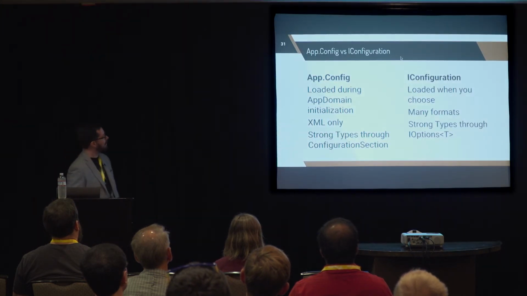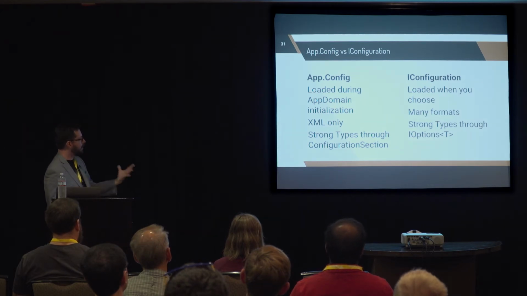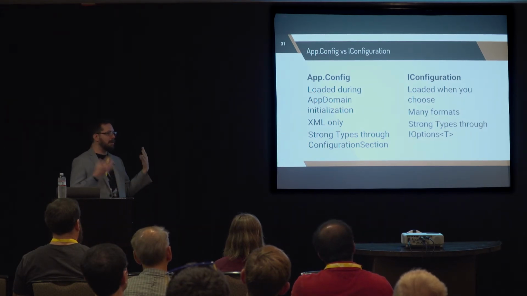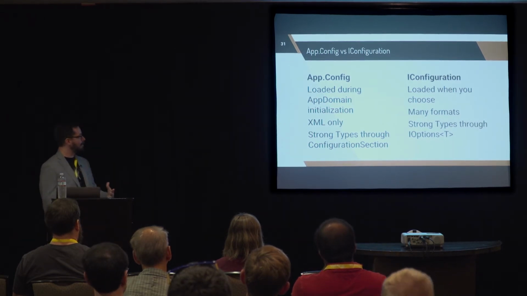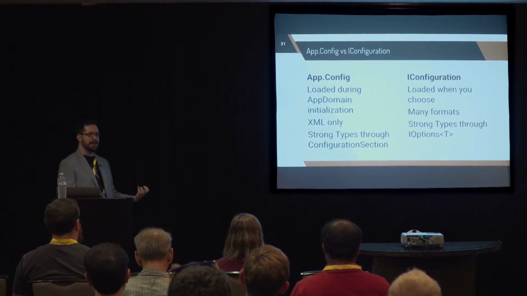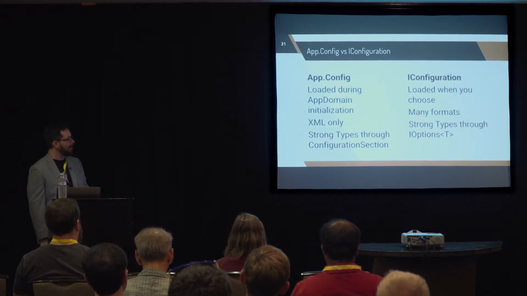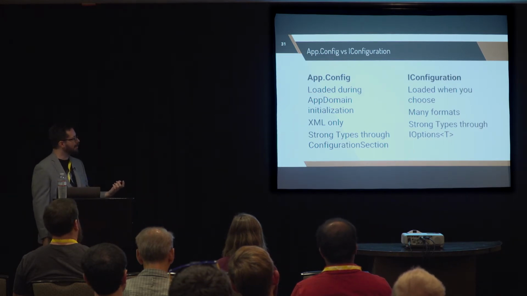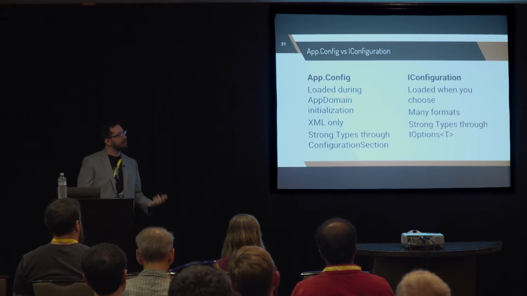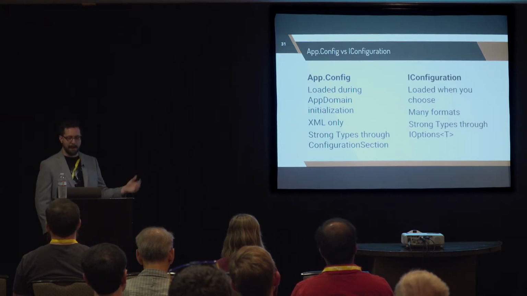Again, app.config versus IConfiguration. App.config, if you remember, is loaded during your app domain initialization as part of the program starting up. You only really get XML. You get strong types through making these derived configuration sections and declaring them up front and then using them in your app.config. Versus IConfiguration, where you choose when to load it. Usually it would be in your composition root.